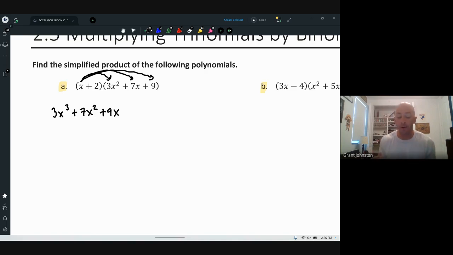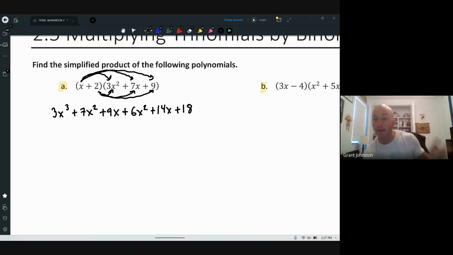Now let's distribute the 2 to everything. So the 2 times the 3x squared would be 6x squared. A 2 times a 7x would be 14x. And a 2 times the 9 would be 18. So there you have it. You distribute the x to everything, and then you distribute the 2 to everything.